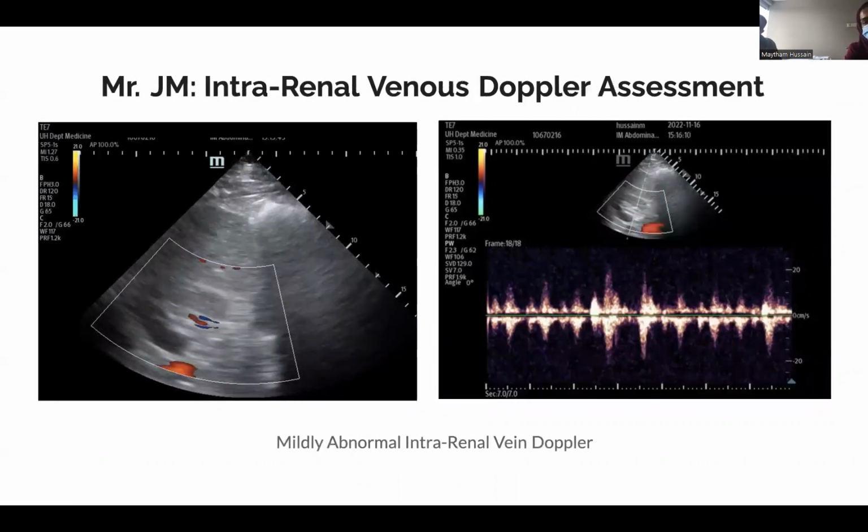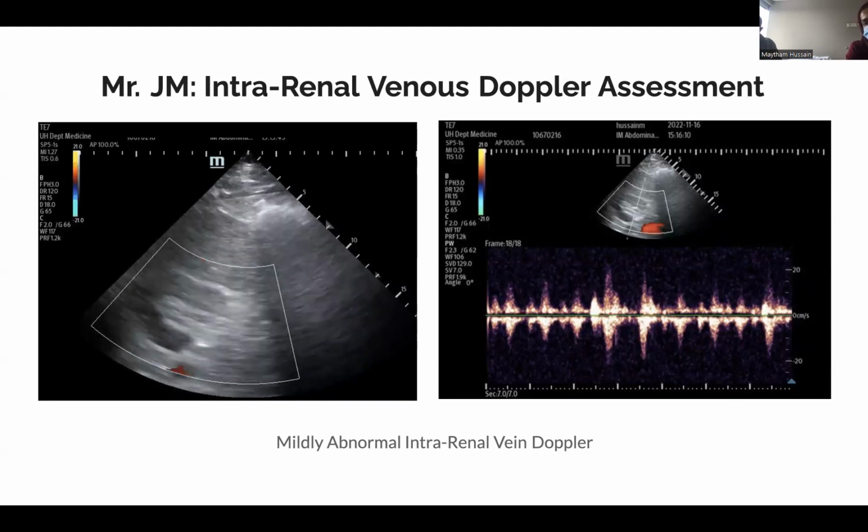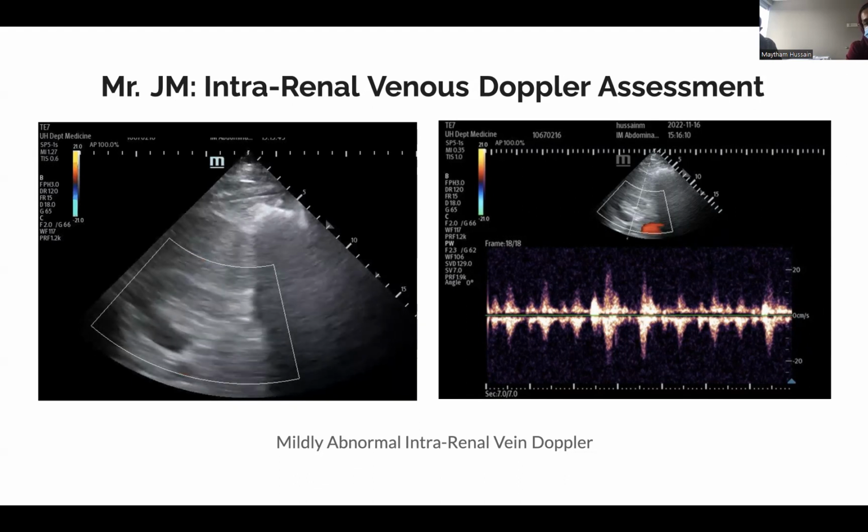And then here we can see that he does have a biphasic pattern to his renal vein Doppler tracing there, giving him a mildly abnormal score there.